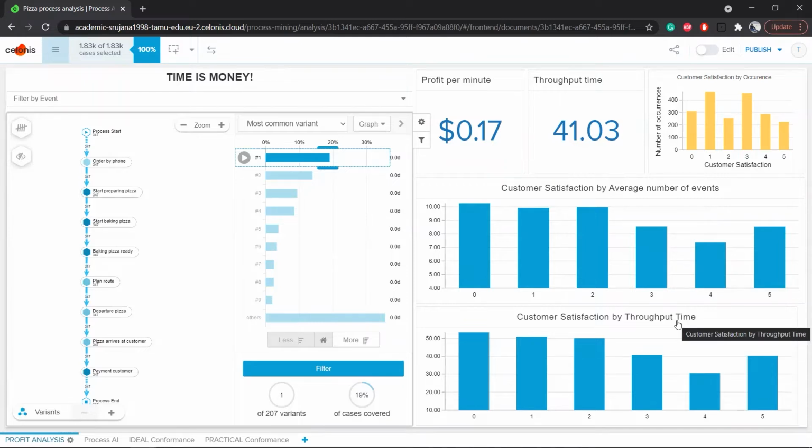So out of all the 2,000 pizza orders, most of the ratings given are around 0, 1, and 2, which is really bad. And even the throughput time is 41 minutes. And as you know, for Domino's or some other companies, it's usually 30 minutes or less. So this is something which can be improved.